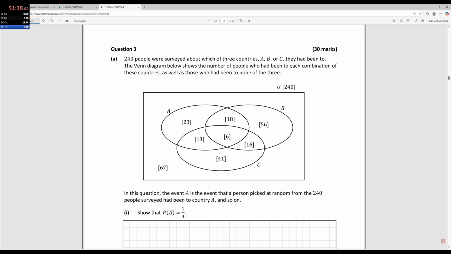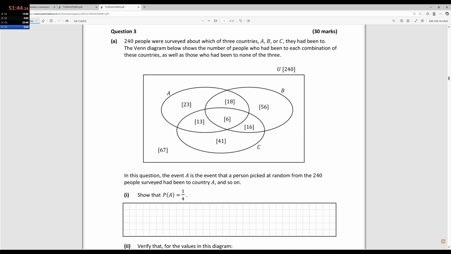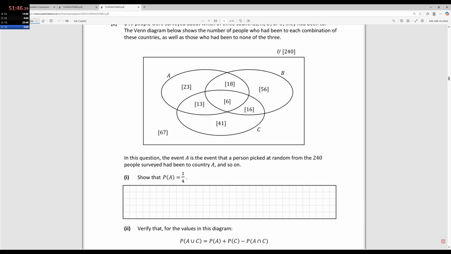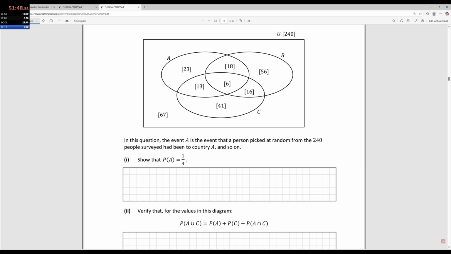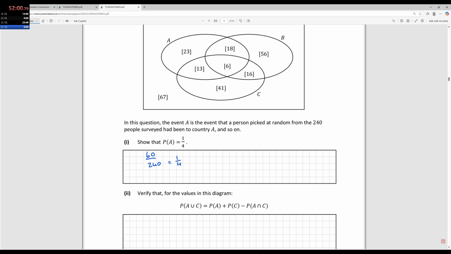250 people were surveyed about 3 countries which they've been to. In this question, event A is the event that the person picked at random from the 240 people who've been to countries. Show the probability of A is a quarter. 23 and 13 is 36, and 6 is 42, and 18 is 60, so it'd be 60 over 240, and if we do that in the calculator, we do get 1 over 4. That's really easy, so I'm assuming that the next bit is going to be using that.